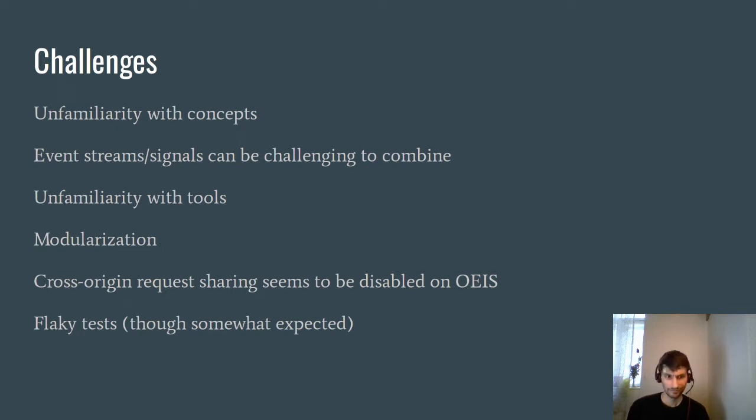I was trying to add the documentation to the OEIS page of each sequence, but it seems that they don't allow cross-origin resource sharing. So I just created a link where you can go there. And I have some flaky tests. Usually in the Scala.js tests, these tests are generated. That's why they are flaky. Probably some edge cases are not working as expected, so that's somewhat expected.